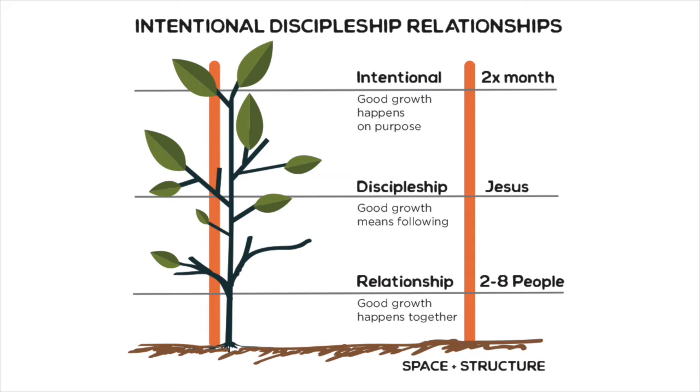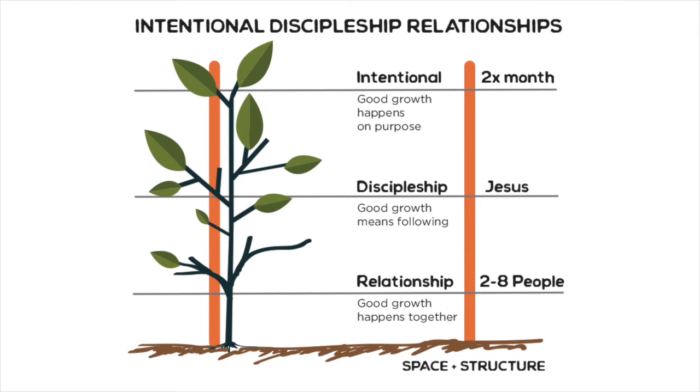There to the right on that card, we recommend twice a month if possible. It could be more. It could be less, but we say about twice a month with the person or people you're in relationship with would be a good way to intentionally structure your life so that discipleship, so following Jesus together, can happen. The middle one, discipleship.